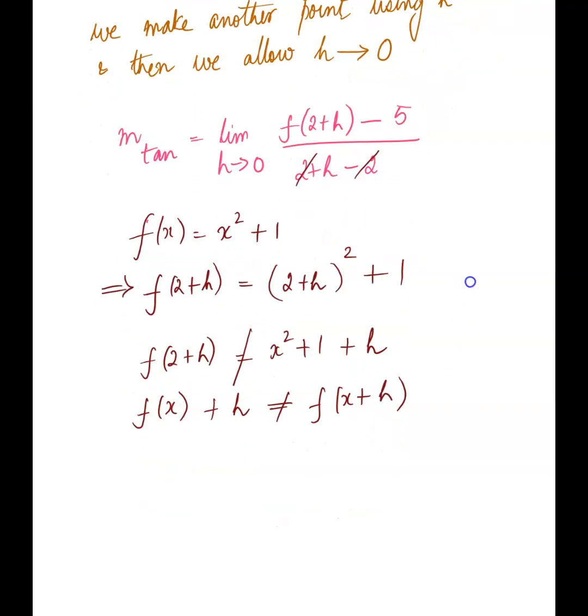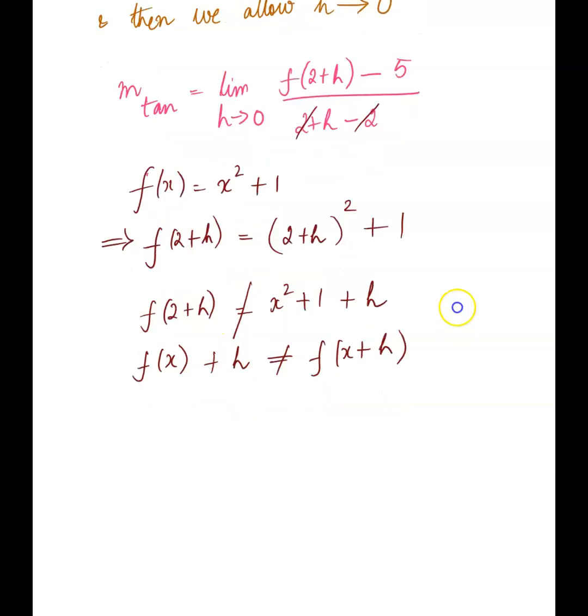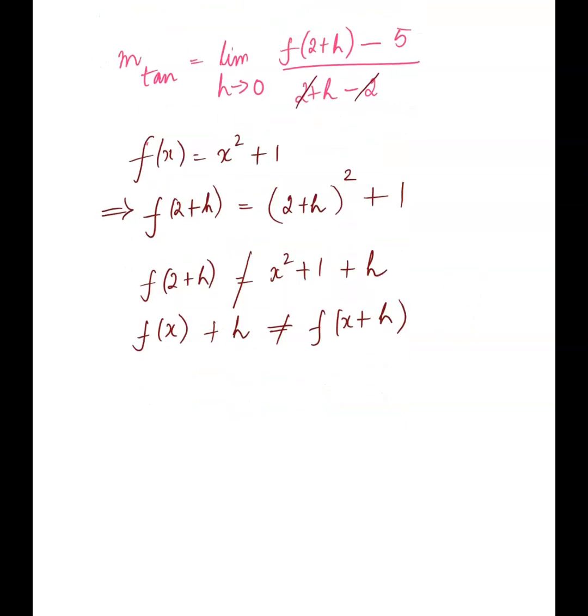Okay? And so I'm going to remove this part. No, I'll leave it there just as a reminder for us. Okay, so I'll come back to m tan, and this time I'm going to substitute for f of 2 plus h as 2 plus h the whole squared plus 1 minus 5 all over h.